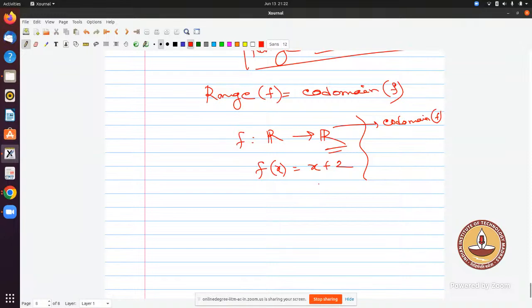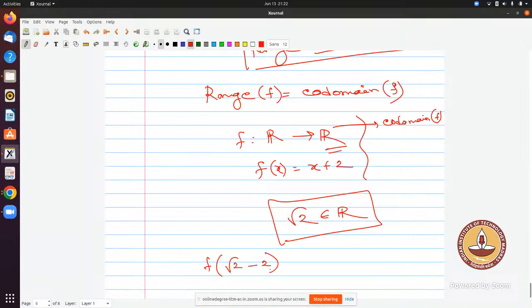Yes. Suppose I want root 2. Root 2 is inside the real numbers, right? I want root 2 as an output. What should my input be? Root 2 minus 2. If I take root 2 minus 2, then plus 2, it will be root 2.